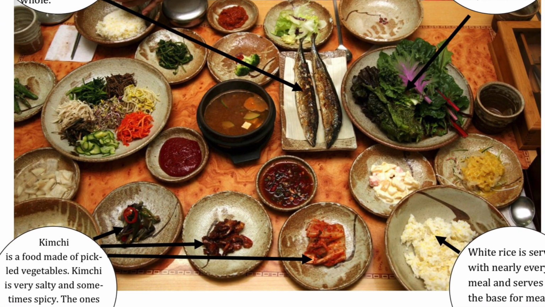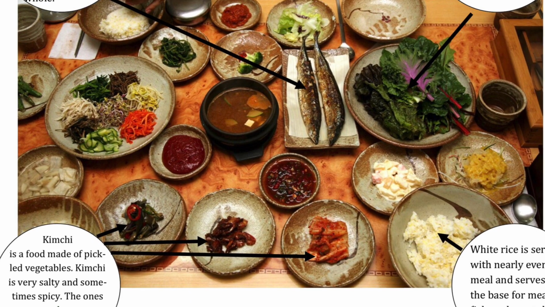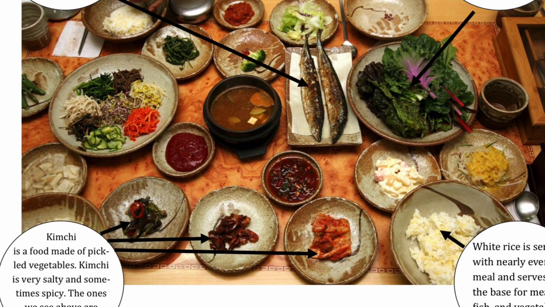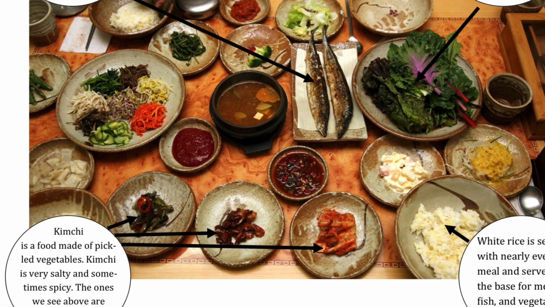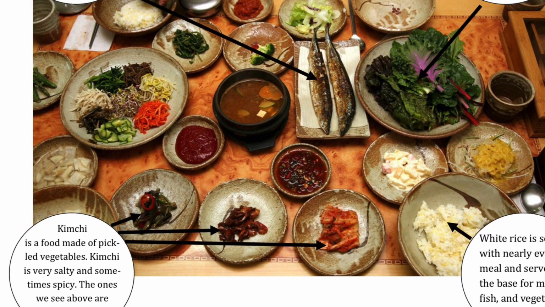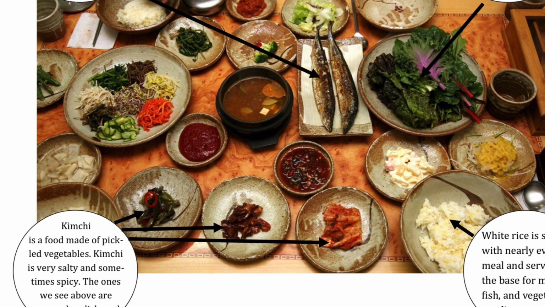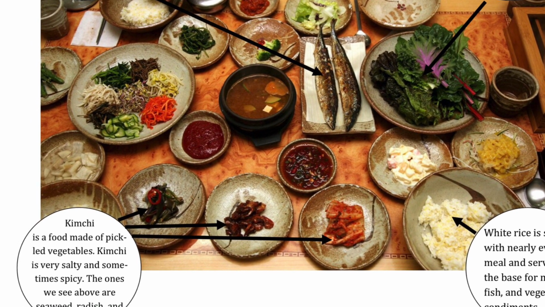Notice the fish in the picture is whole. The foods are served in many different small bowls rather than each person having their own plate. They are also using lettuce leaves as wraps rather than bread, and rice is a common staple with every meal.